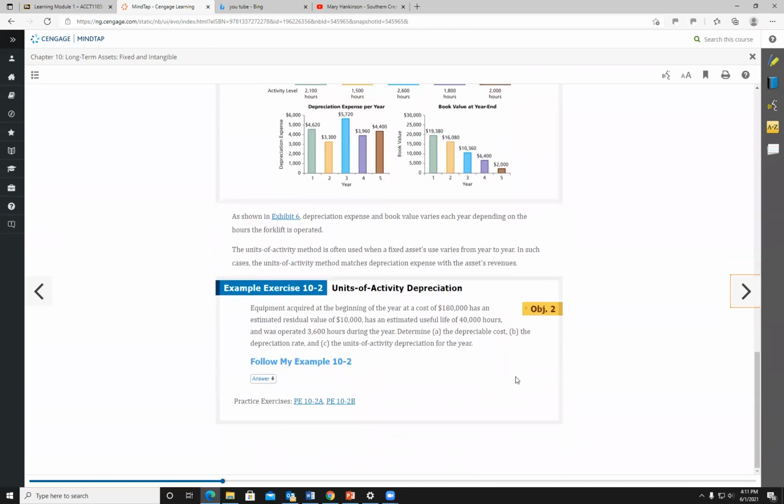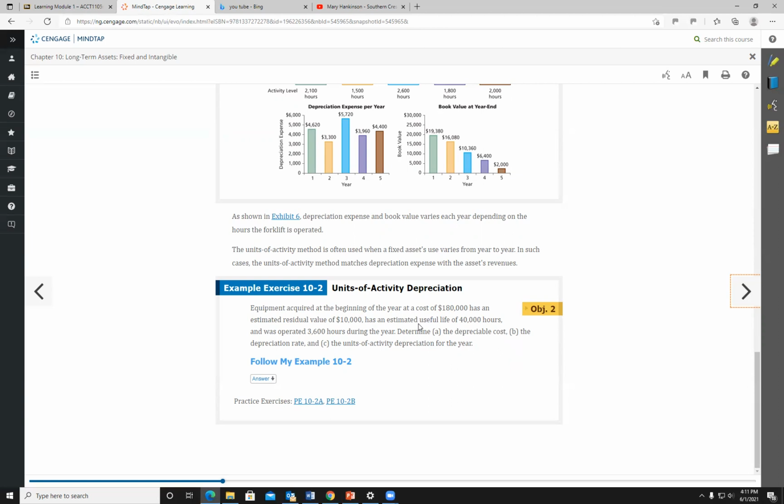So let's look at example exercise 2 for units of activity depreciation. The equipment acquired at the beginning of the year at a cost of $180,000 has an estimated residual value of $10,000, has an estimated useful life of 40,000 hours, and was operated for 3,600 hours during the year. Again, it has a cost of $180,000, residual value of $10,000, and an estimated useful life of 40,000 hours.